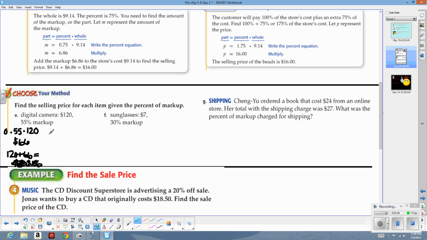Now the shortcut method would be they're going to sell it for 155% of what they paid for it, because they're going to sell it for 100% plus a 55% markup. So 155% as a decimal is 1.55 times 120. If you do it this way, you're going to get right to your selling price with that one step. And it should be the same as the other method, $186. They're going to sell it for $186.